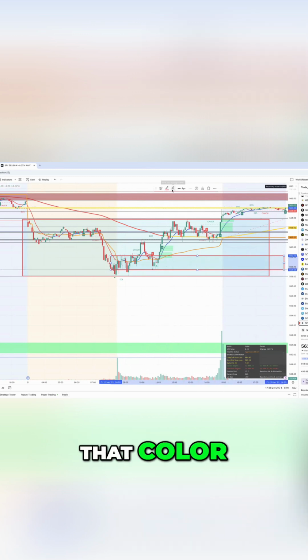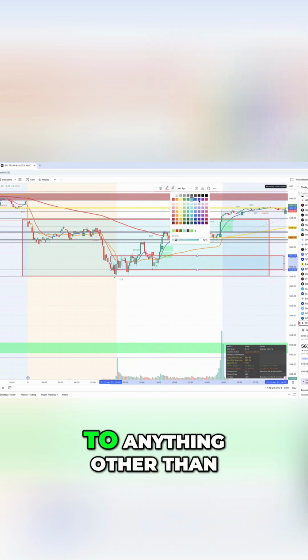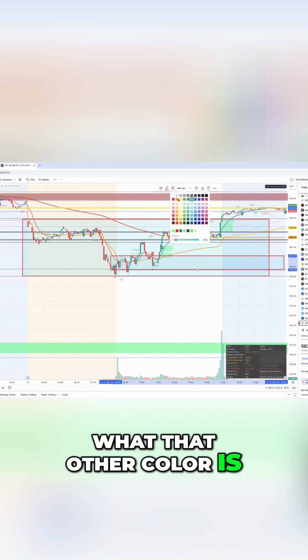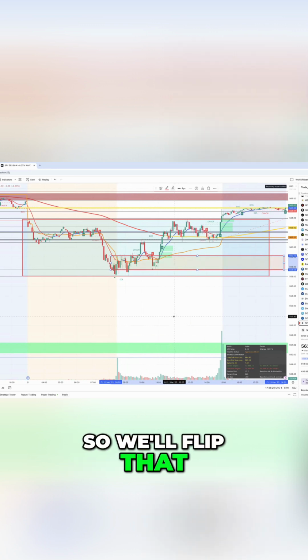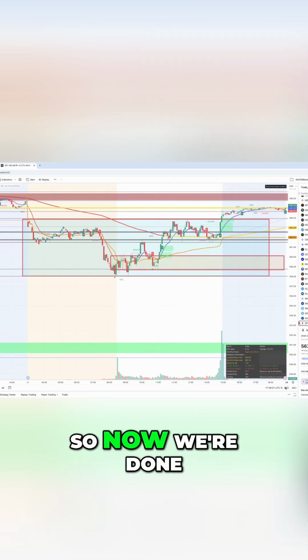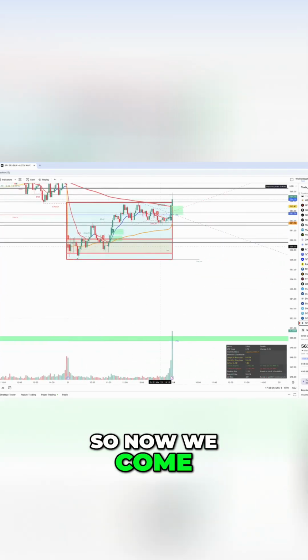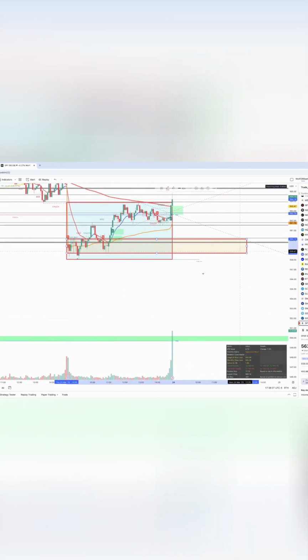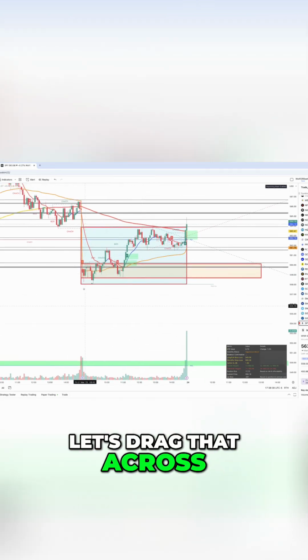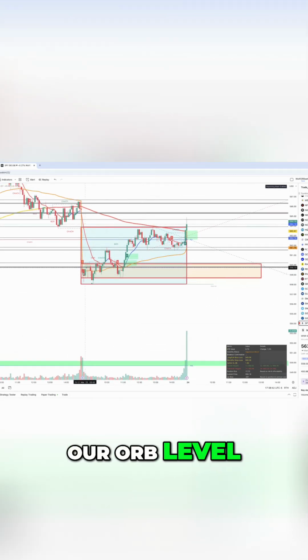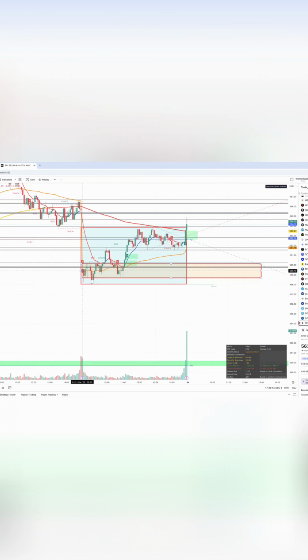And then we'll flip that color to anything other than what that other color is, right? So we'll flip that one to orange since the other one came out blue. So now we're done with extended trading hours for that one. So now we come over here. Let's drag that across. So now we have our ORB level, right, for our 5 minute candle.